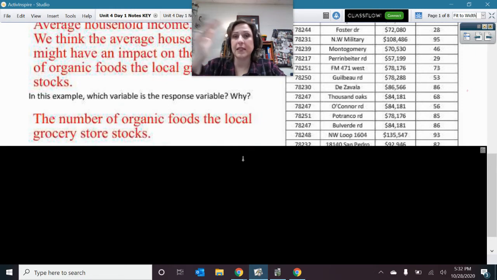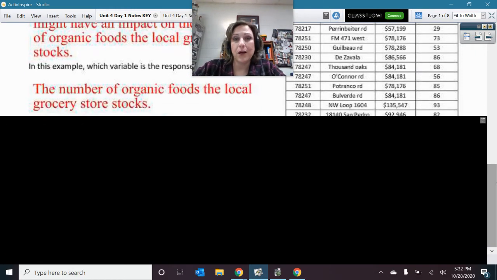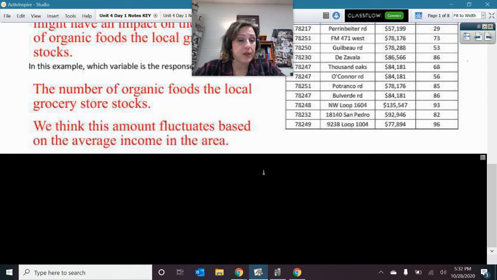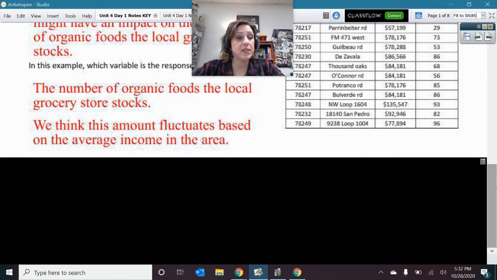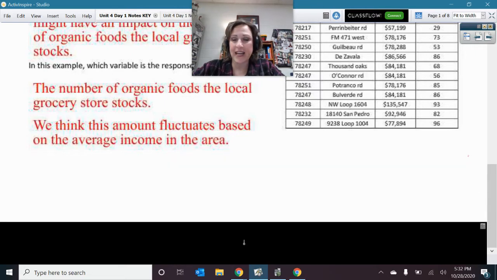Why do we think that there might be that relationship there? Well, if you've ever gone to the grocery store, you've noticed perhaps that the organic foods are typically higher priced. Okay, so those people who can afford that or have the luxury to be able to go for the higher quality organic items are those that have higher income. Okay, and so we think that the amount of organic items fluctuates based on the average income in that area.